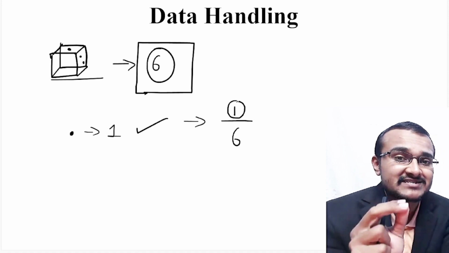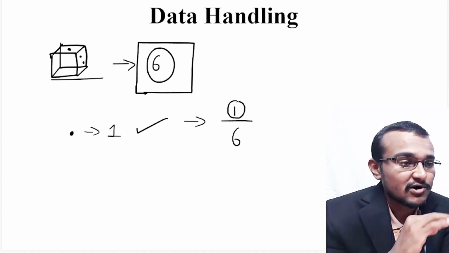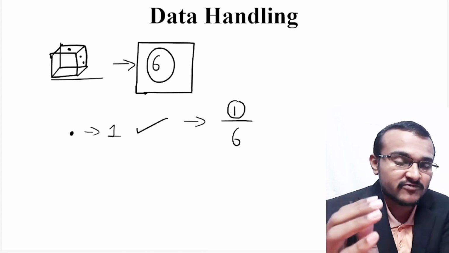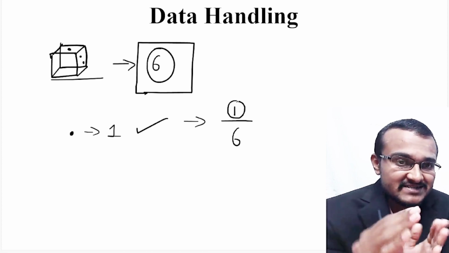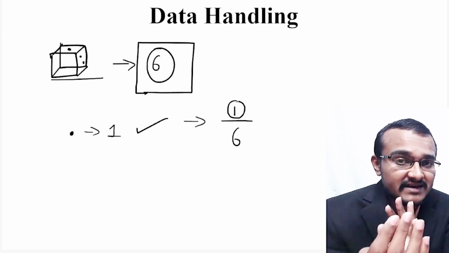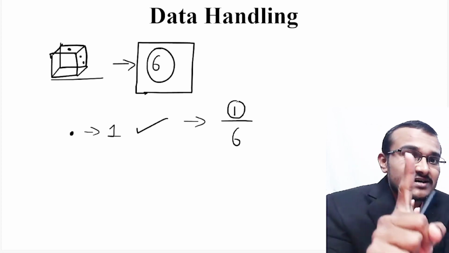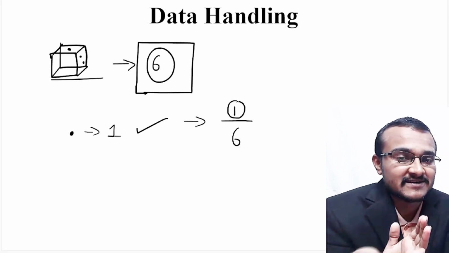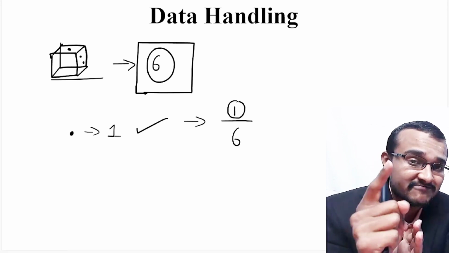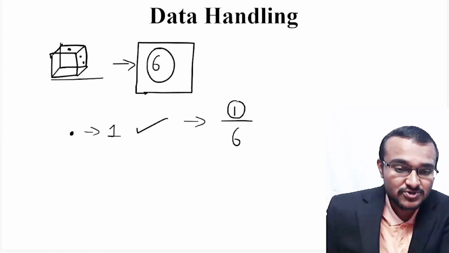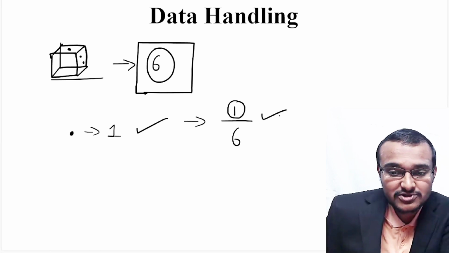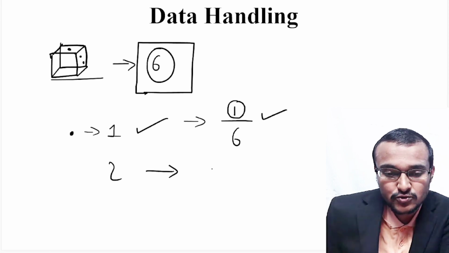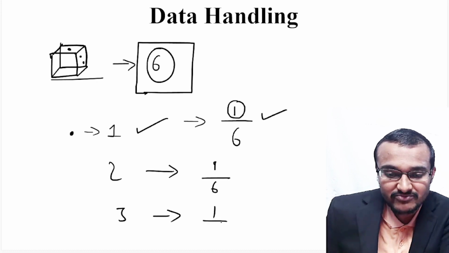That means 1 is there only one time on a particular face of a cube. So for example, if this particular dice has 6 faces, then only on one face the number 1 is there, or only on one face the number 6 is there, or only on one face the number 3 is there. So probability for 1 will also be 1 by 6, probability for 2 will also be 1 by 6, probability for 3 will also be 1 by 6.